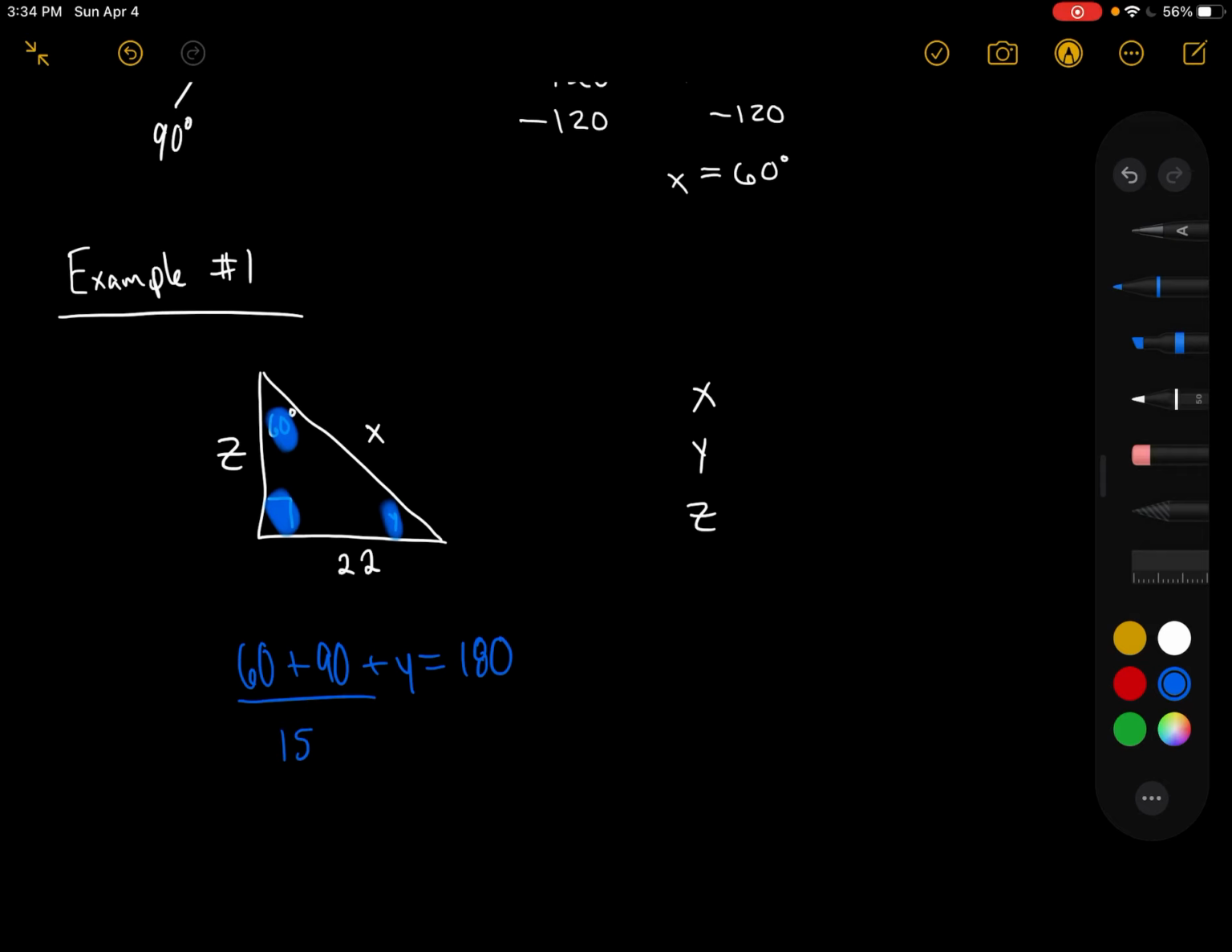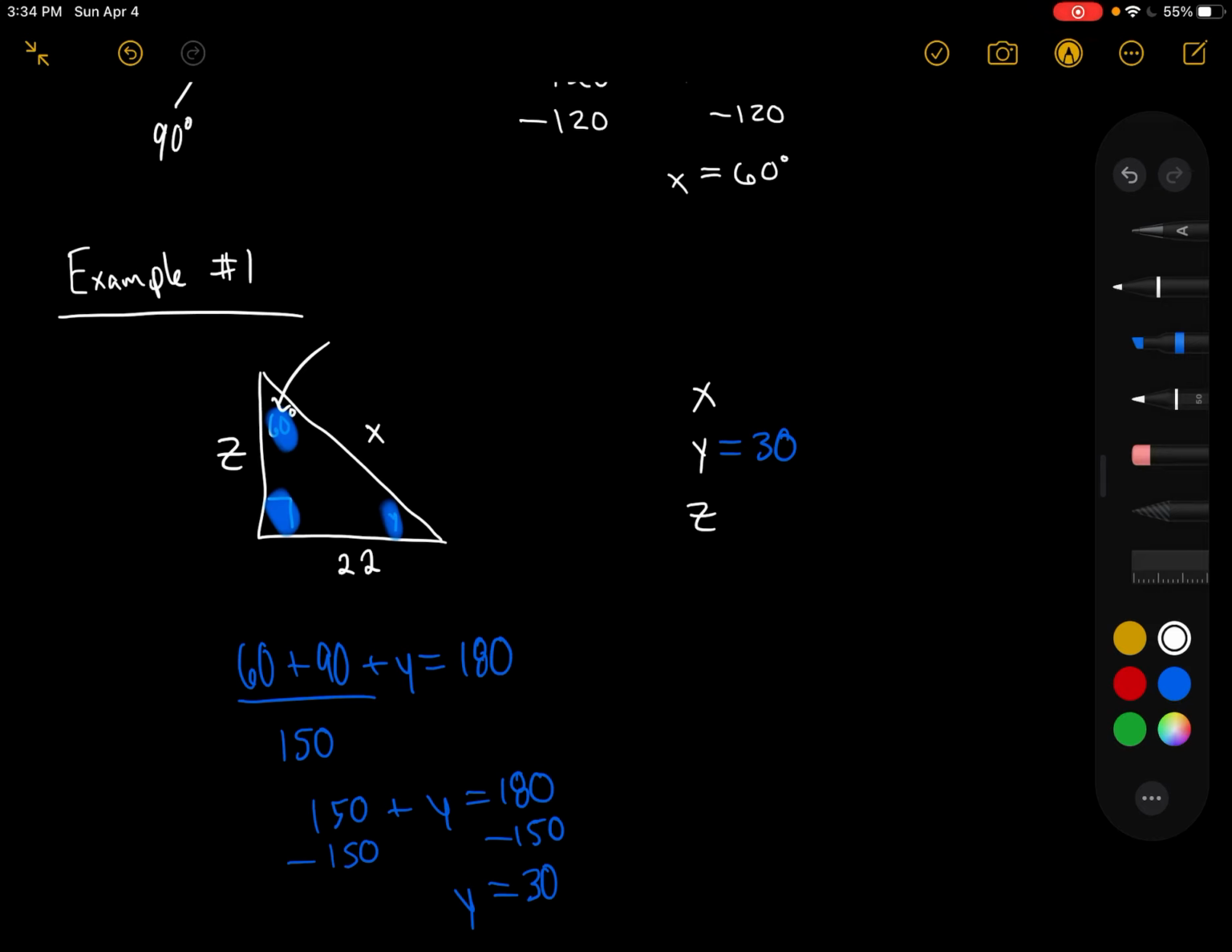So 60 plus 90 plus our unknown equal 180 degrees. So we got that from our properties from above. So we'll put these two together. So 150 plus y equals 180. We can get y alone. We'll get y equals 30 degrees. Next, we're going to have to use some of our trig properties to find either x or z.